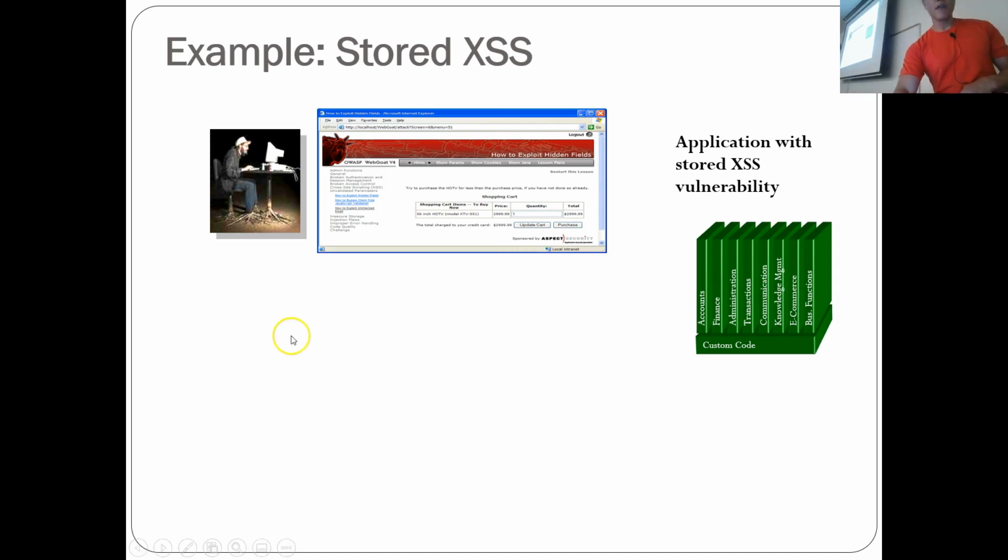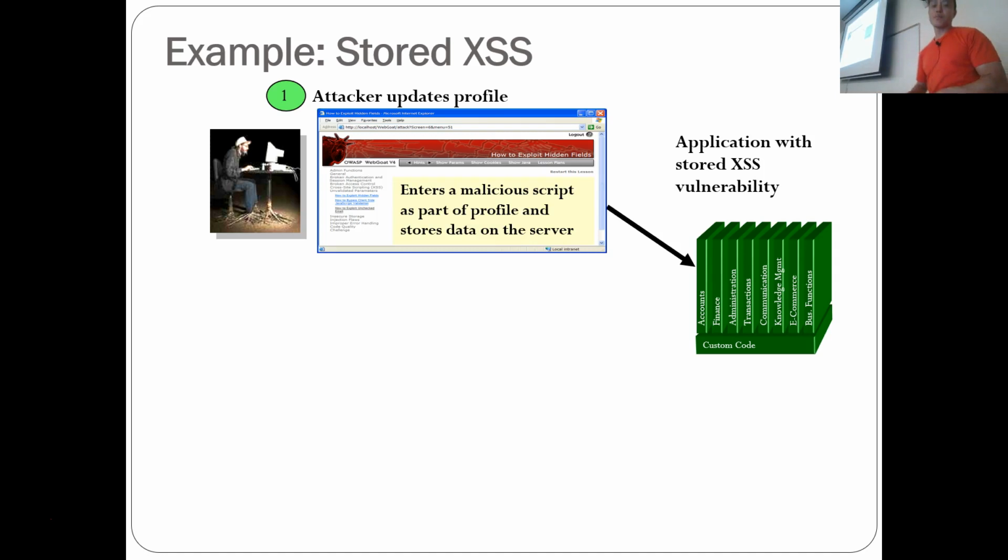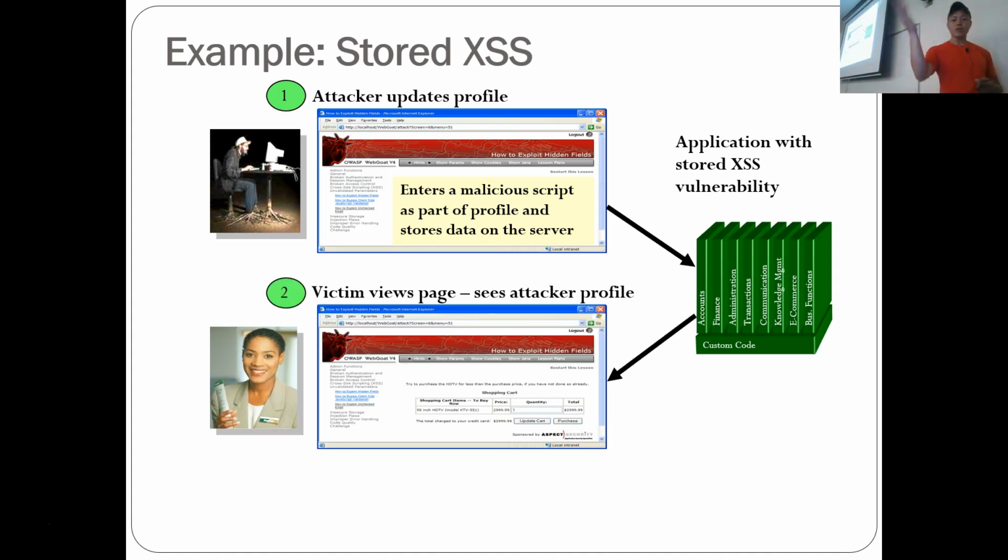So you have the adversary over here. It's got a browser, finds an application with this stored vulnerability, updates the profile. So the attacker has a profile on that app and wants to hijack any of the users viewing the profile. Enters a malicious script for their profile information and stores that as data on the server. And then when the victim views the page, sees as part of this the malicious script and then executes the malicious script.